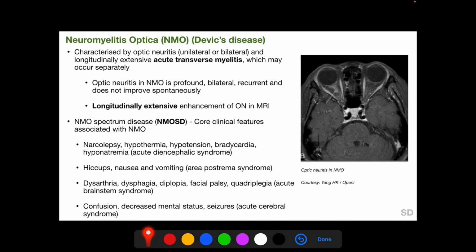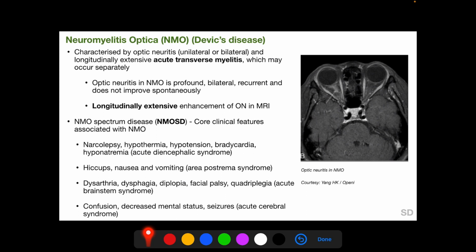Neuromyelitis optica or Devic's disease is another cause of optic neuritis, and here the optic neuritis can be unilateral or bilateral on presentation, and there is also longitudinally extensive acute transverse myelitis. Now this optic neuritis and longitudinally extensive acute transverse myelitis may occur simultaneously or separately. Longitudinally extensive is an important term, which means several segments of the spinal cord are affected at once.